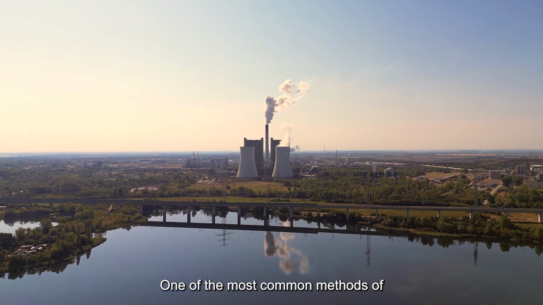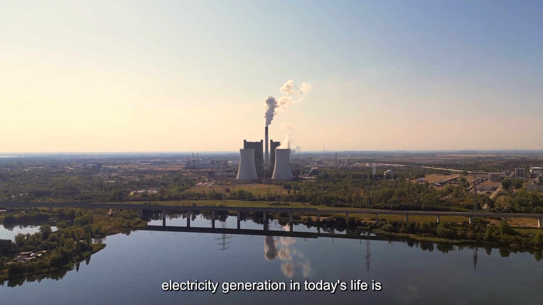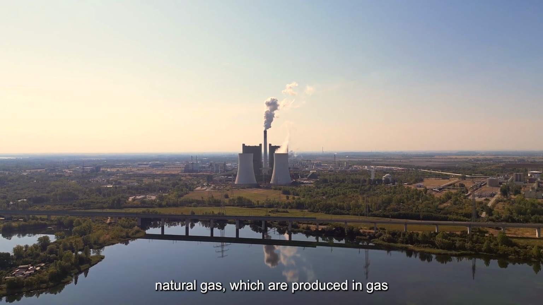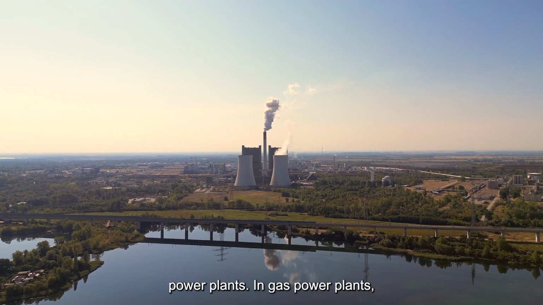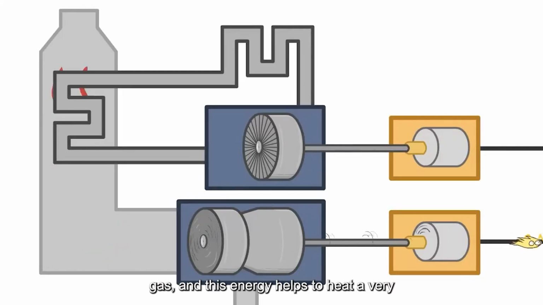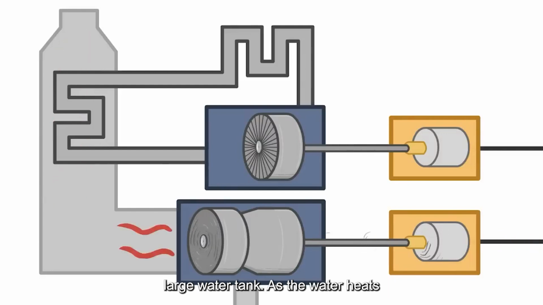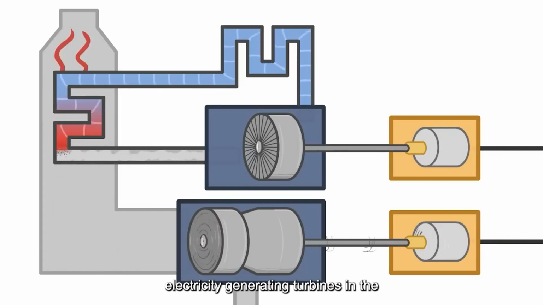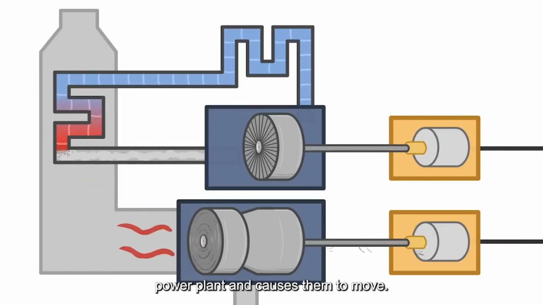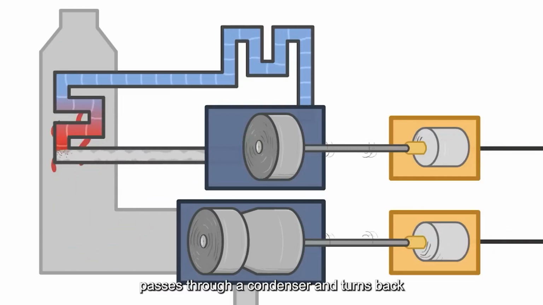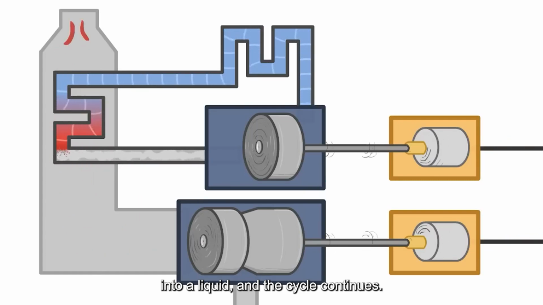Natural gas. One of the most common methods of electricity generation in today's life is the use of non-renewable energies such as natural gas, which are produced in gas power plants. In gas power plants, they produce energy by burning natural gas, and this energy helps to heat a very large water tank. As the water heats up, the water vapor moves towards the electricity-generating turbines in the power plant and causes them to move. After this process is done, the vapor passes through a condenser and turns back into a liquid, and the cycle continues.